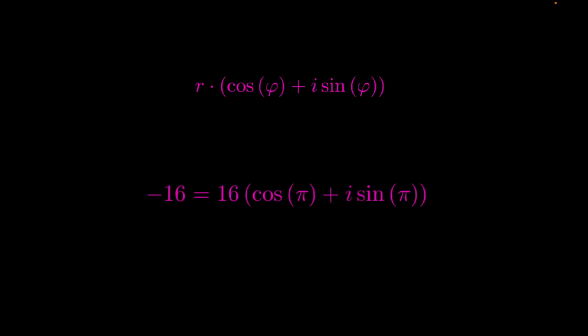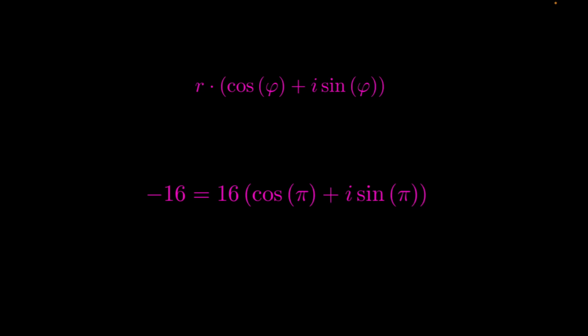We will have to use the formula r times cosine of phi plus i times sine phi to express minus 16 with this formula. And we can do this by plugging in pi for phi. So minus 16 will be 16 times cosine of pi plus i sine of pi, because the cosine of pi is minus 1 and the sine of pi is 0. And r in our case would be 16.